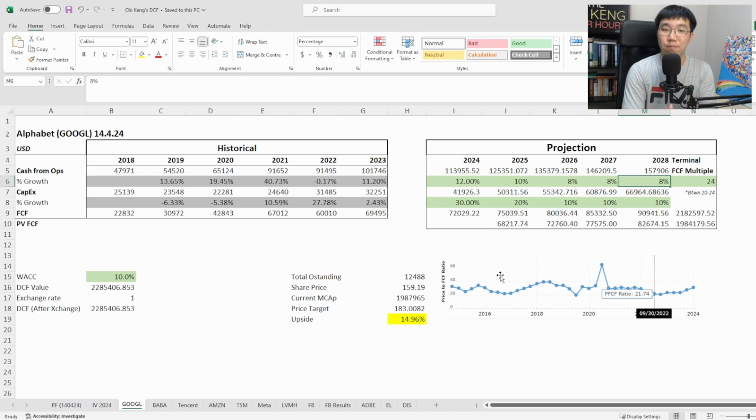Secondly, also in terms of margins, because when we look at the bottom line, it's always a percentage margin compared to the top line.